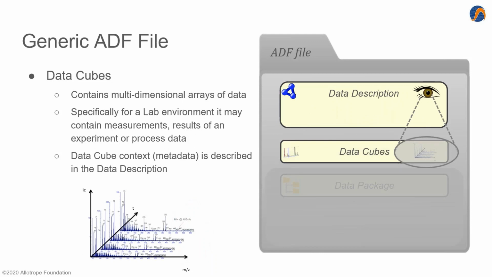The data cube contains a multi-dimensional array of data. Specifically for the lab environment, it may contain measurements, results of an experiment, or process data. The data cube context, the metadata, is described within the data description.